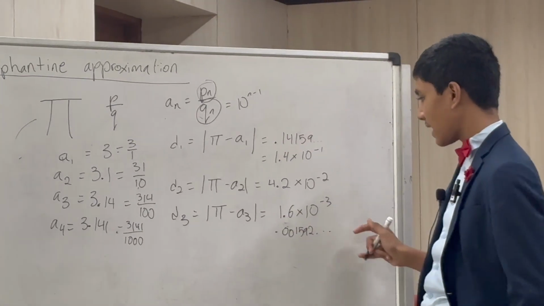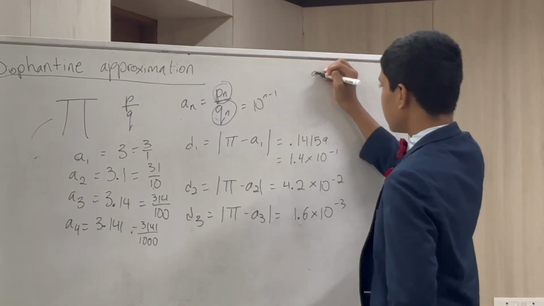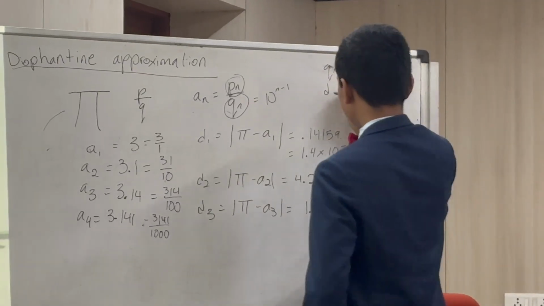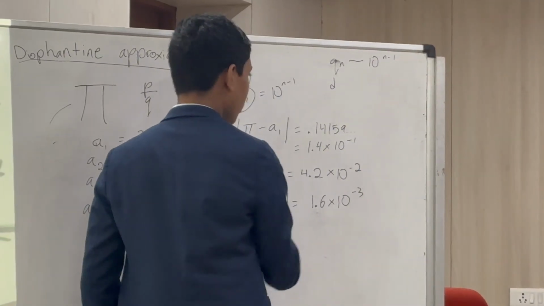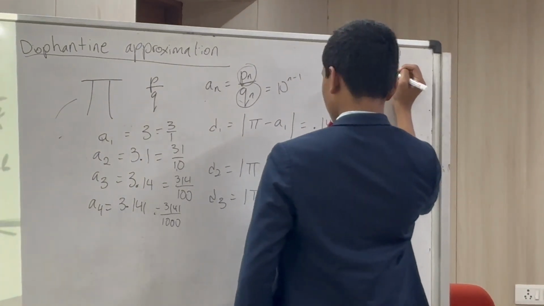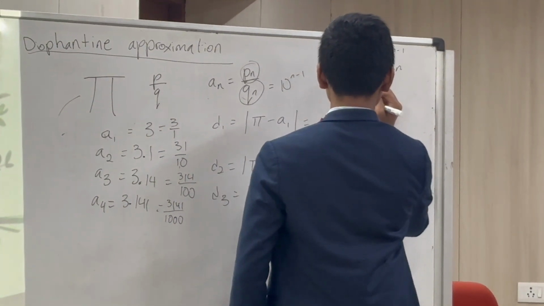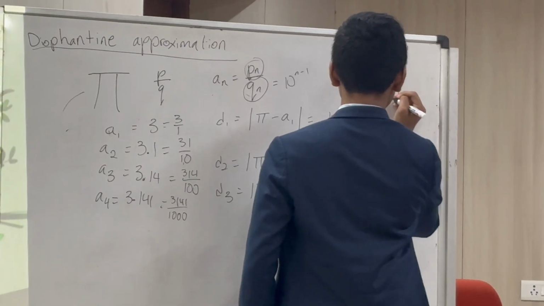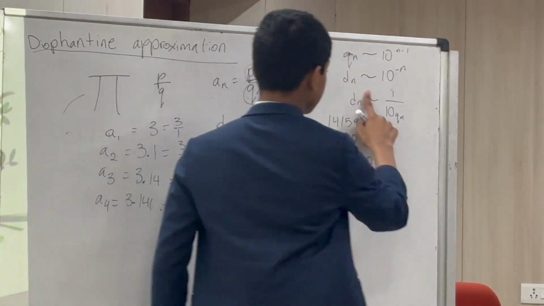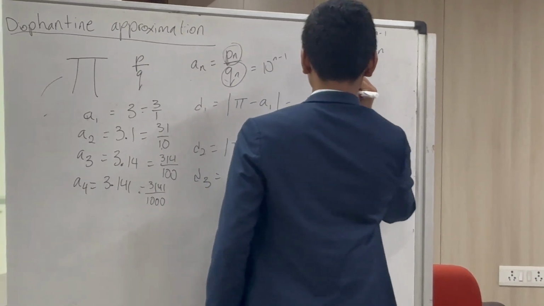So you can probably see how the pattern is shaping up here. q_n is going to be on the order of 10 to the n minus 1, and the discrepancy, the error in the approximation, is going to be on the order of 10 to the minus n. So it looks like the discrepancy will be on the order of 1 over 10 q_n, which means it's between 1 over 10 q_n and 1 over q_n.